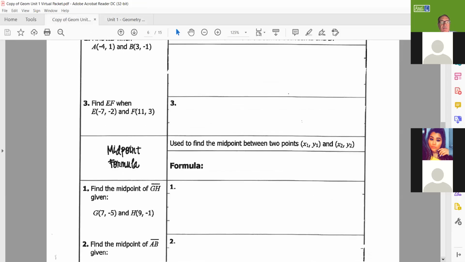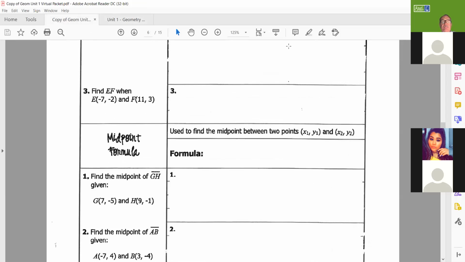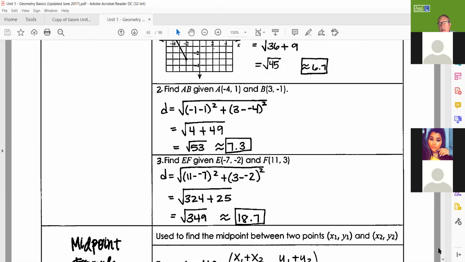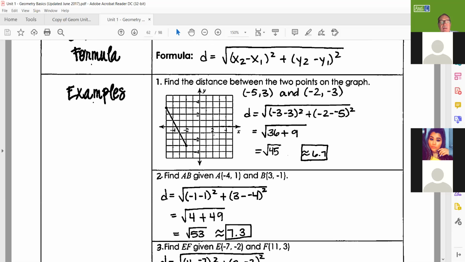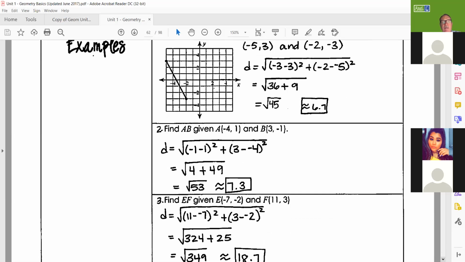The next section is on the midpoint formula. Anybody know what the midpoint would be? It's a spot somewhere, like if we took this first graph here, somewhere on this line, exactly in the middle, is the midpoint. And because it's on a diagonal, you can't just count it. You have to do more than that. You have to calculate it. And that's what the midpoint formula allows you to do. Basically, the midpoint formula is averaging.